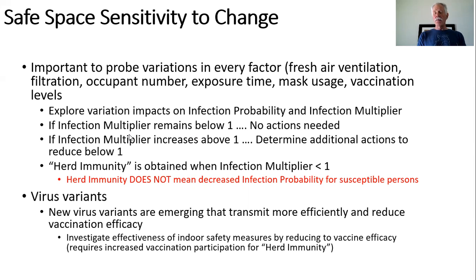But beyond that, you need to explore the sensitivity of your space. You need to look at reducing the vaccine efficacy because perhaps a variant comes in that makes the vaccine no longer as effective to the new strain. You need to look at the shedding of the virus and look at if the virus shedding rate, the number of quanta per hour per person, were to increase, whether or not you create a space that is resilient, that still keeps the infection multiplier below 1.